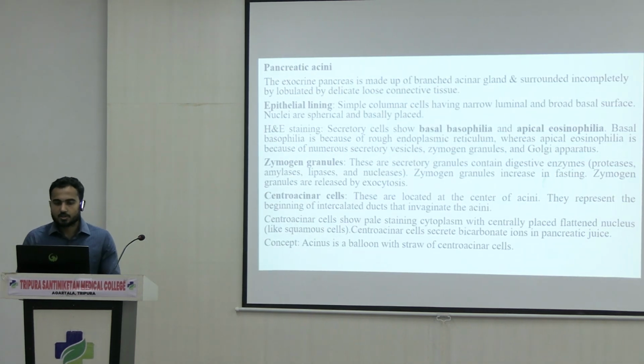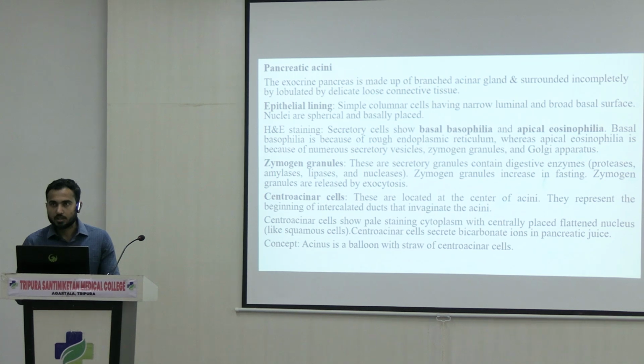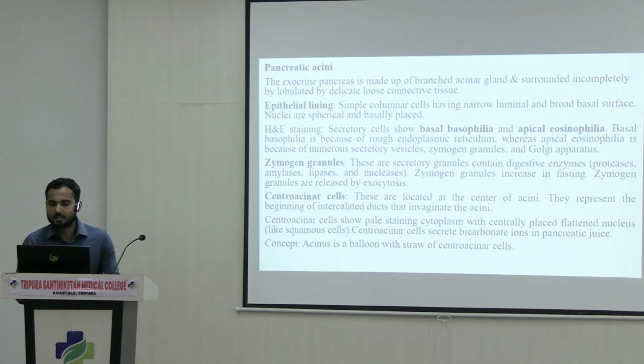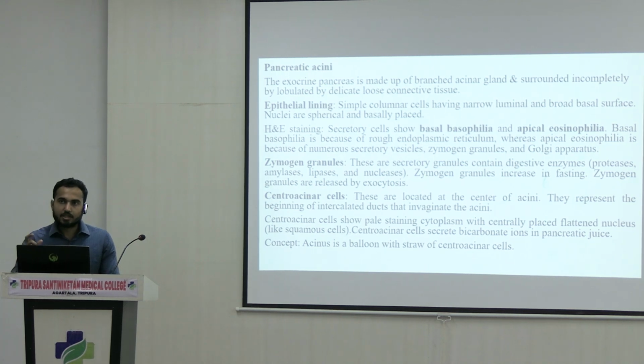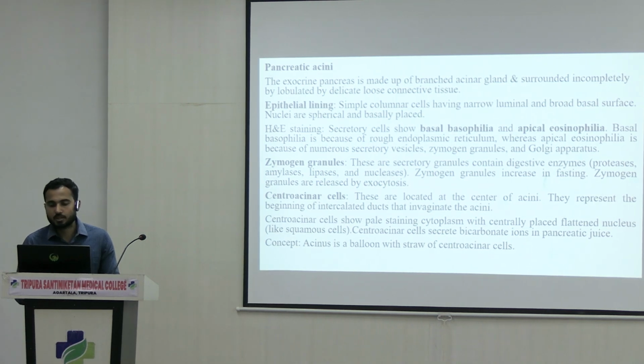Now we'll start with the pancreatic acini. If you see the pancreatic acini, as I said, these are branched acinar glands surrounded by incompletely lobulated delicate connective tissue. That means they are branched acinar glands surrounded by delicate loose connective tissue. What is the epithelial lining of the acinar cells? It is simple columnar epithelium. Along with that, the luminal part is narrow and the basal part is broad.